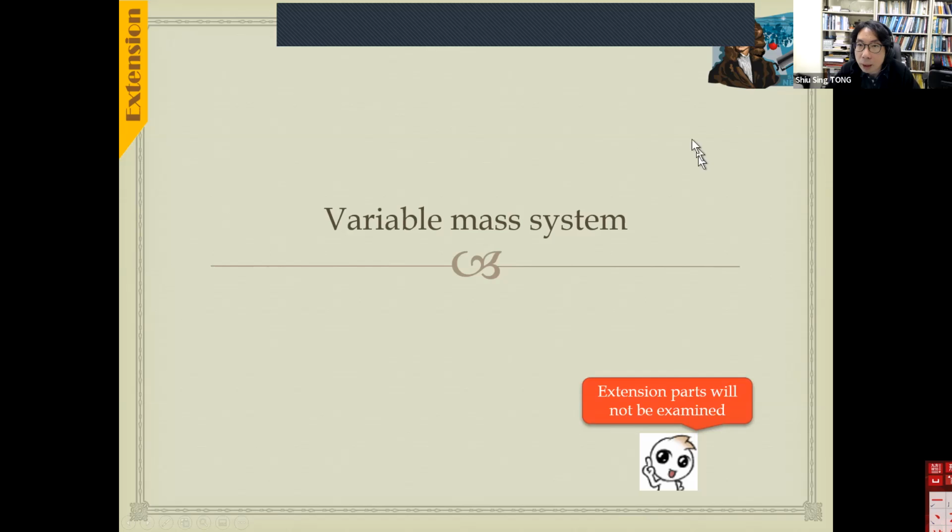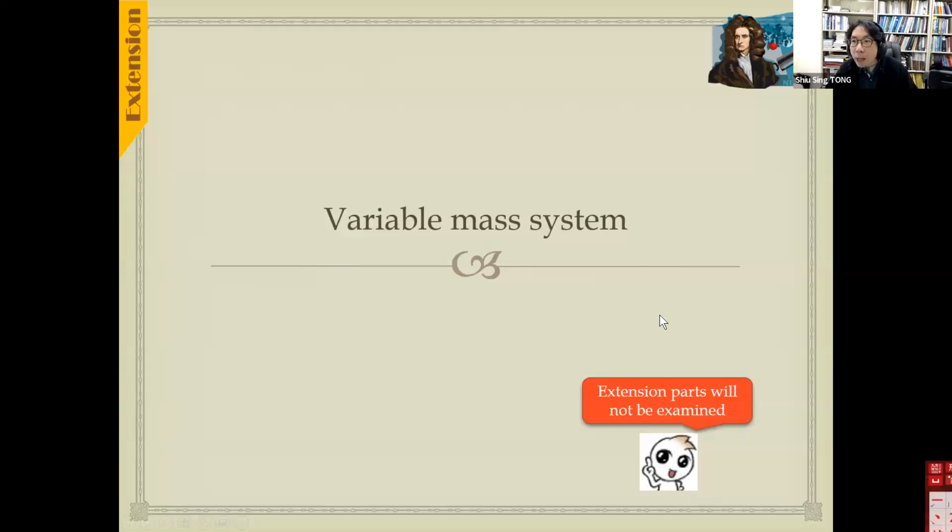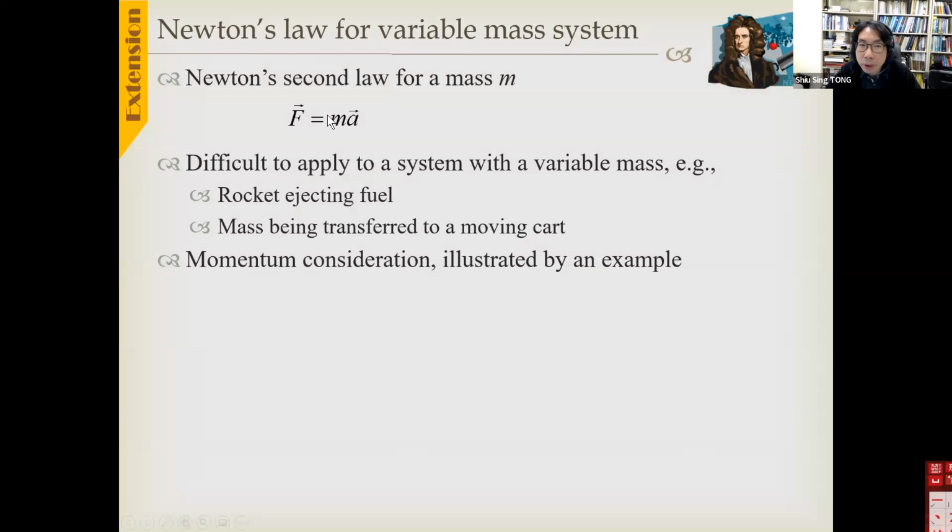Now let's go to the last part of this chapter, which is the variable mass system. Now this part will not be examined. Now in some systems, Newton's second law for mass m reads F equal to ma, right? But in some systems, it is difficult to apply Newton's second law in this form. The reason is for some systems, the mass is not constant, but is a variable. And that happens in continuous systems where you have continuous mass transfer.